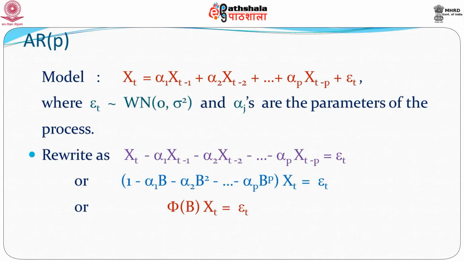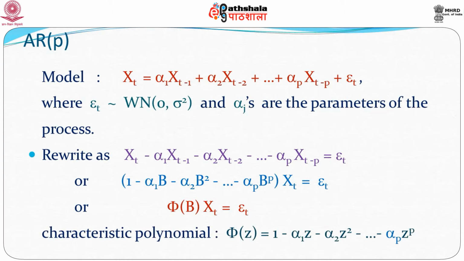So, we will write phi b or phi z as 1 minus alpha 1 z minus alpha 2 z square minus alpha p z to the power of p. We will call the phi function the characteristic polynomial of the process. So, phi z is the characteristic polynomial of the process x t, and this plays a very important role, as we will see.